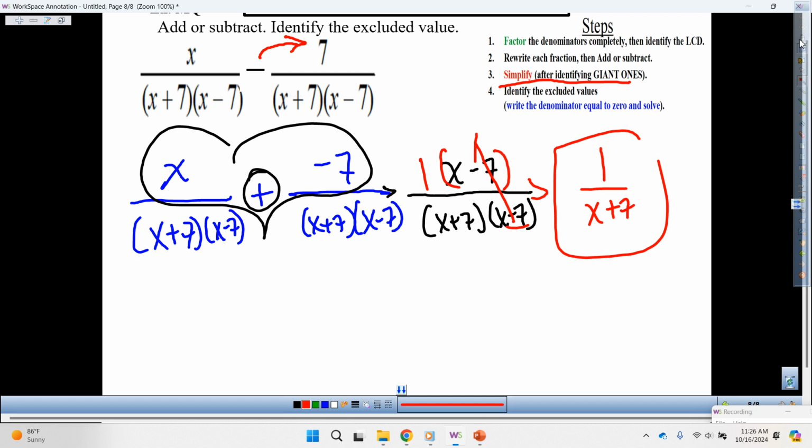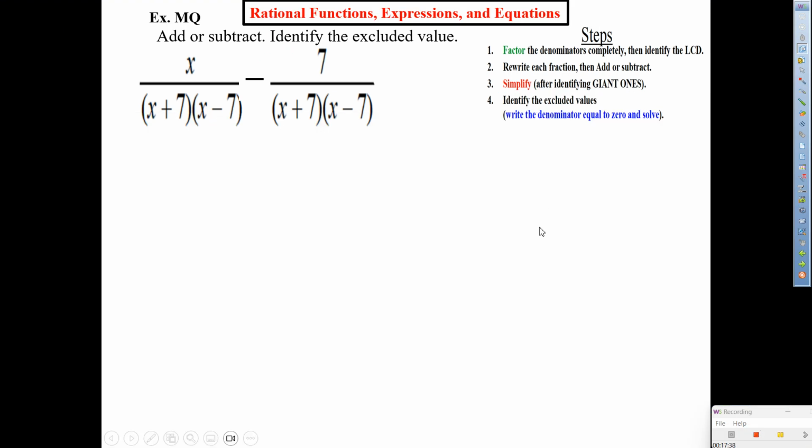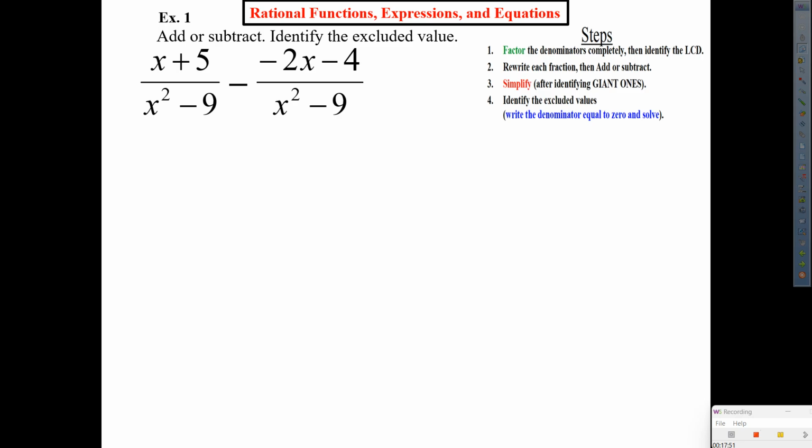All right. Copy this one. Example 1. X plus 5 over x squared minus 9 minus negative 2x minus 4 over x squared minus 9. Copy that, please. Let me send it to your screen as well. I'm going to give you a head start, and then we're going to have Jesus get us started with that one. Go.